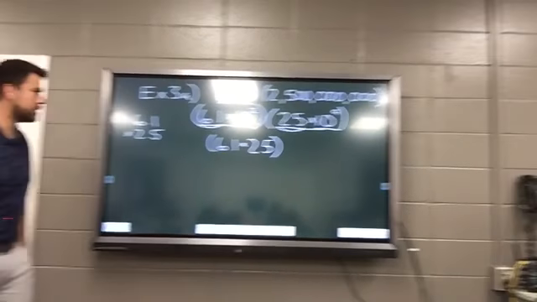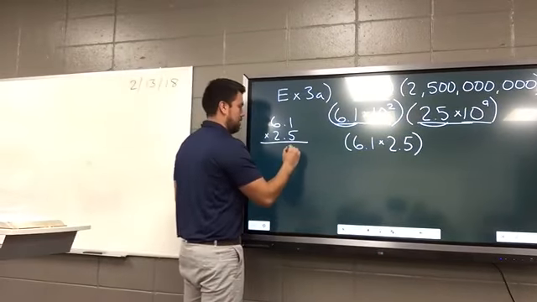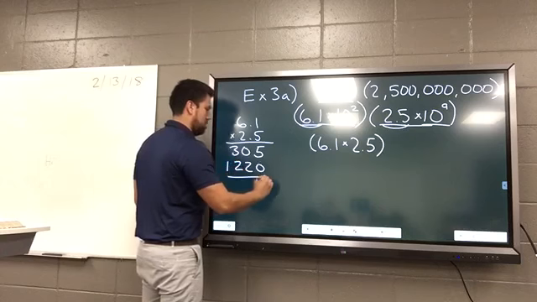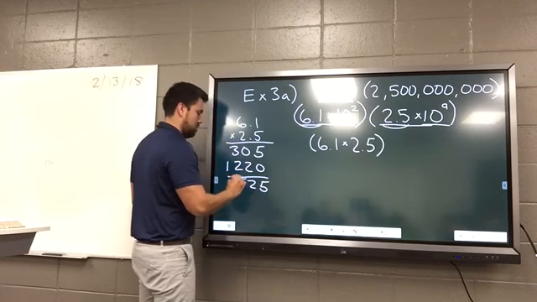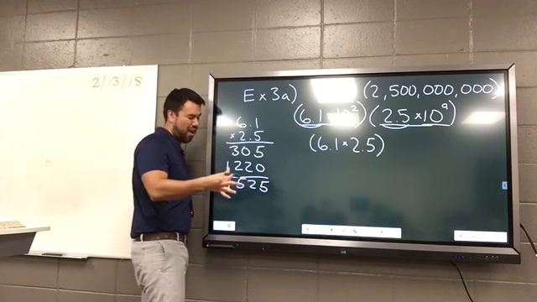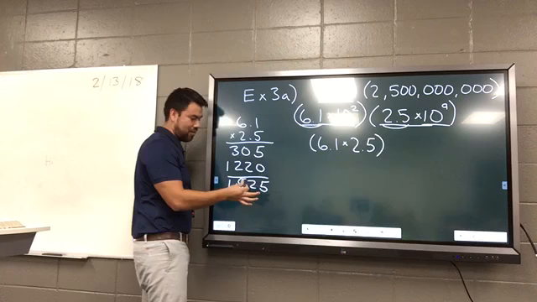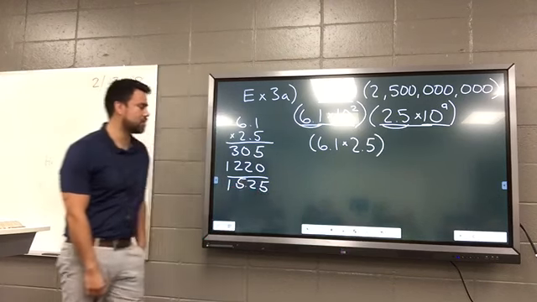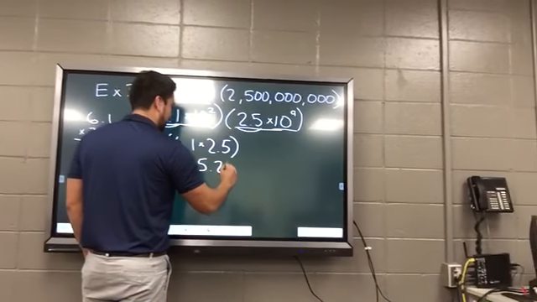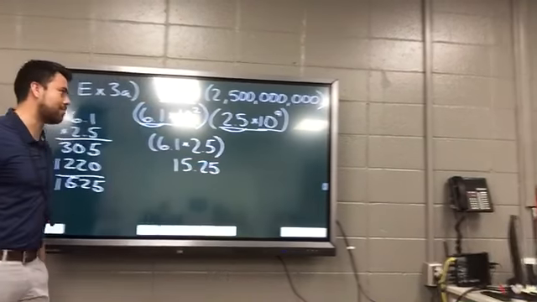So 6.1 times 2.5. And then don't forget where the decimal goes. Between 5 and 2. Good. Yeah, the 5 and the 2 here. Good. So I get 15.25. Great. That's not too bad.